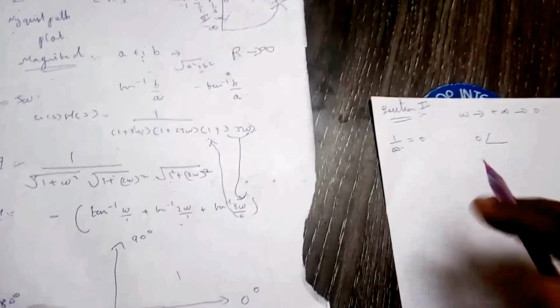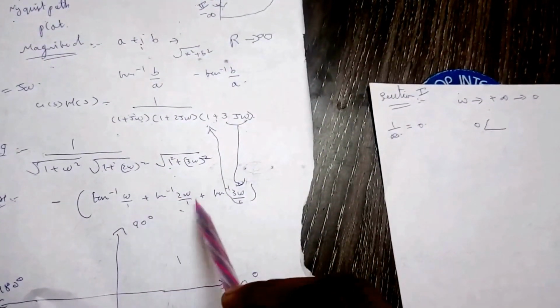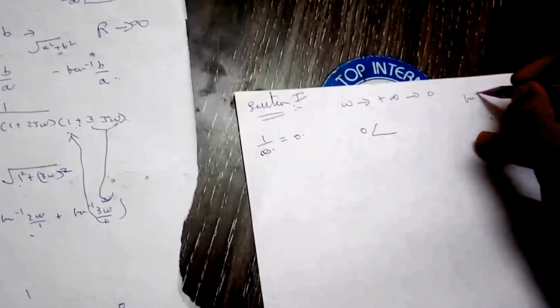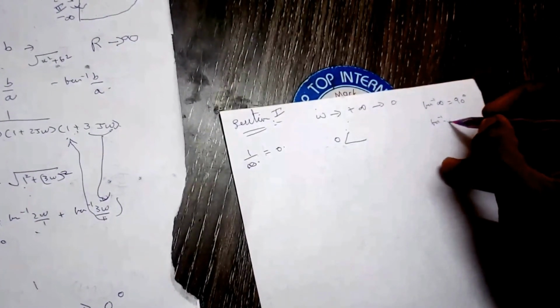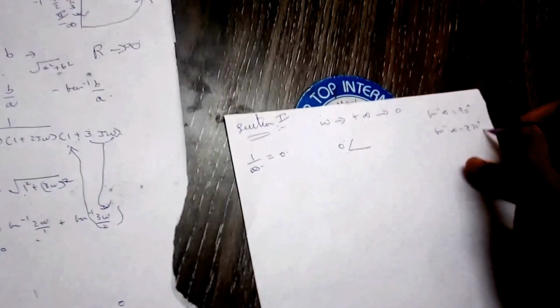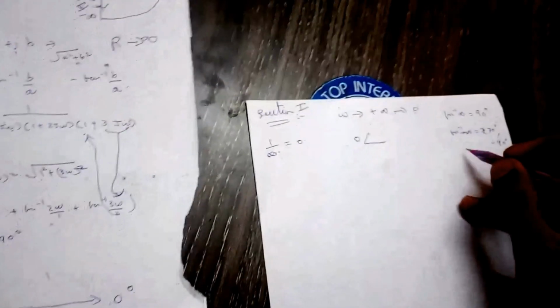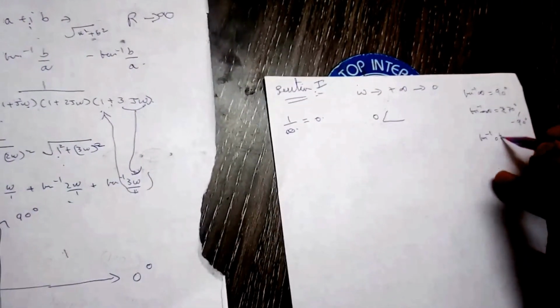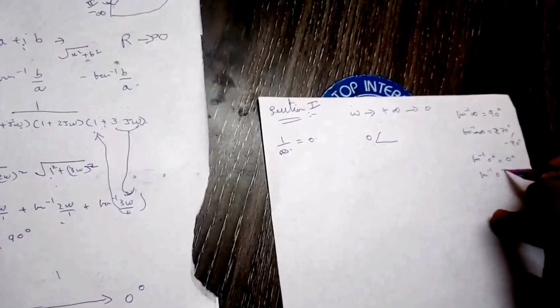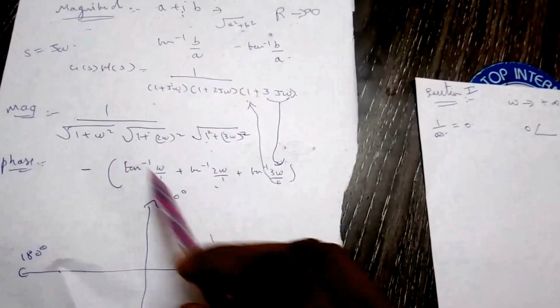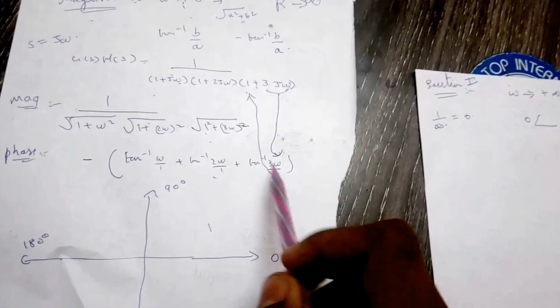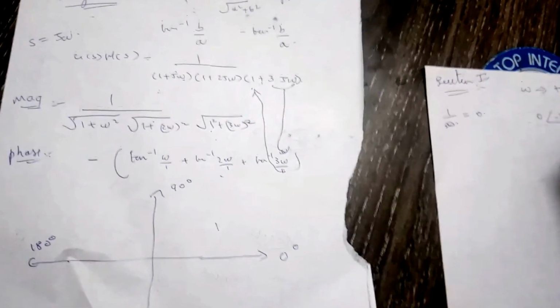And now for the phase we have minus tan inverse of infinity plus tan inverse of infinity plus tan inverse of infinity. Here we need to have these basics. Tan inverse of infinity is 90 degrees. Tan inverse of minus infinity is 270 degrees, or can be written as minus 90 degrees. Tan inverse of 0 plus is 0 degrees. Tan inverse of 0 minus is 180 degrees. Now tan inverse of infinity will be 90. So minus 90 plus 90 plus 90, which is 3 times 90, gives minus 270 degrees.